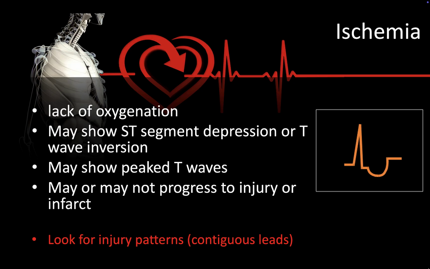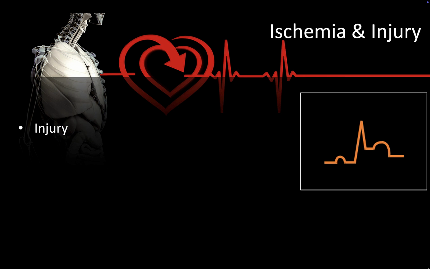We want to look for injury patterns. Random changes to ST or T waves in different parts of the 12 lead are not meaningful, but when they show up in anatomical regions that are consistent with a particular coronary artery, then that's likely related to some degree of blockage of that coronary artery.